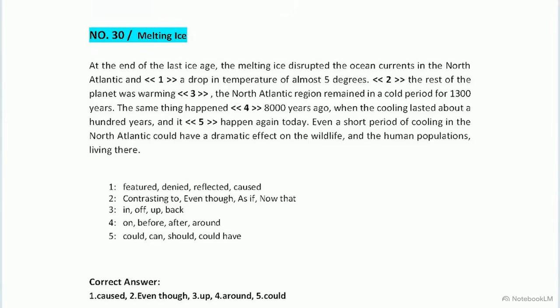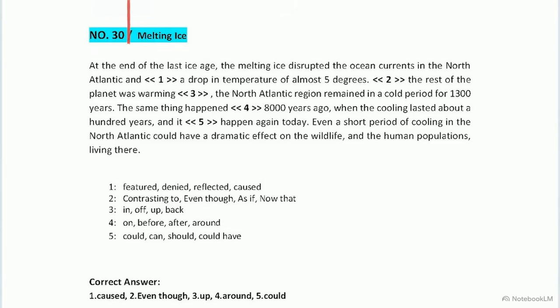This is a PTE Reading Fill in the Blanks exercise. We will analyze the specific logical steps to reach the correct answer for every blank. In the first sentence, we have a blank followed by the phrase, a drop in temperature. Look at the verb disrupted. The melting ice disrupted ocean currents, a direct logical consequence leading into blank 1.